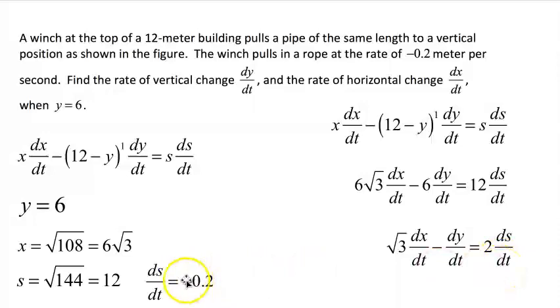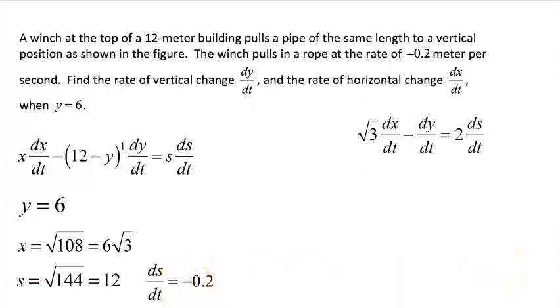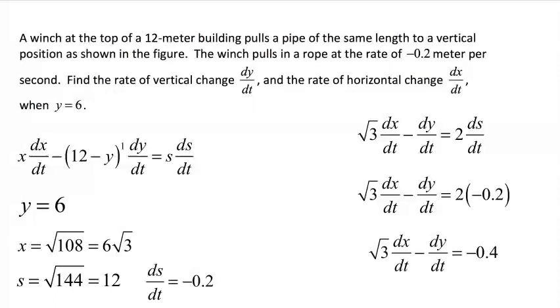What did we know ds dt was? ds dt was negative 0.2. So if I put that together, now I get an equation in dx dt and dy dt, where root 3 dx dt minus dy dt is negative 0.4. So that's an equation we're going to use.